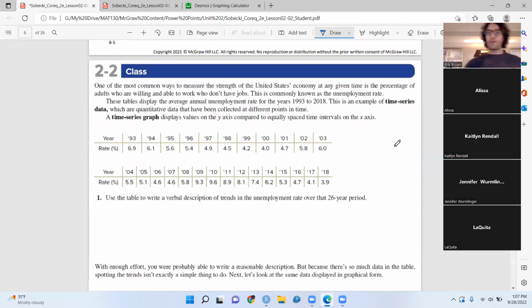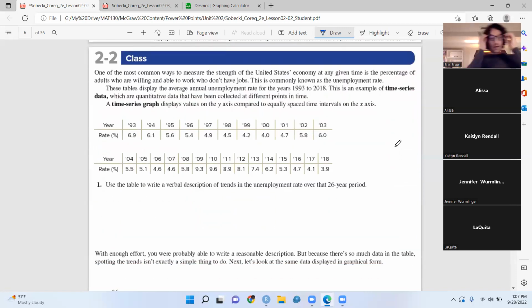So the first thing we're looking at here is a data set, and it's data over time. And notice this data set represents the percentage of adults who are willing and able to work but don't have jobs. It's called the unemployment rate. And this is actually the average unemployment rate for these particular years.